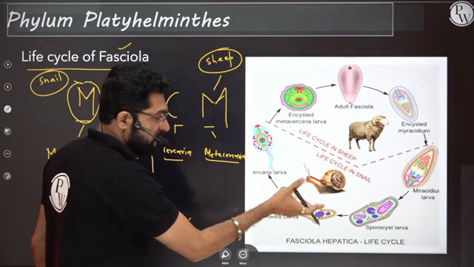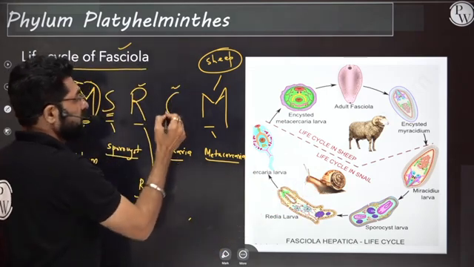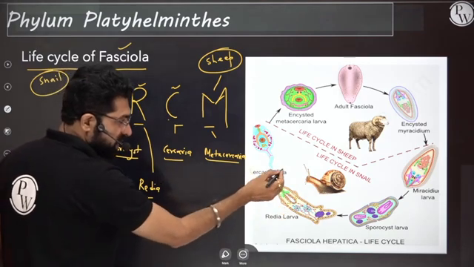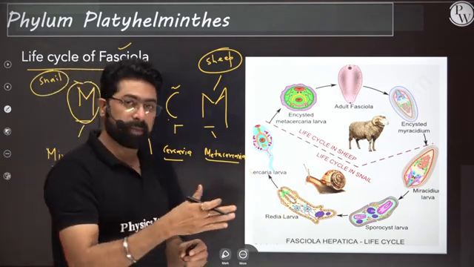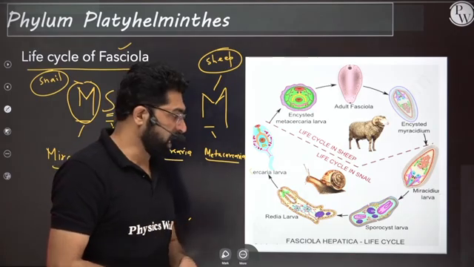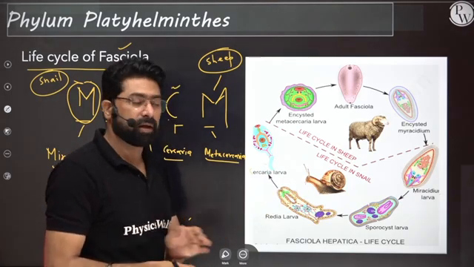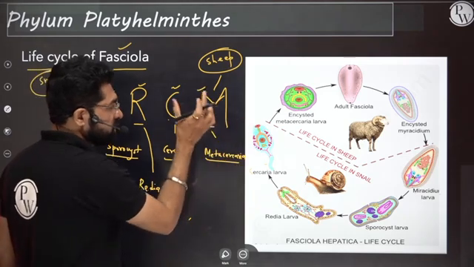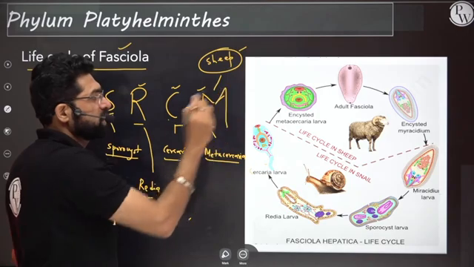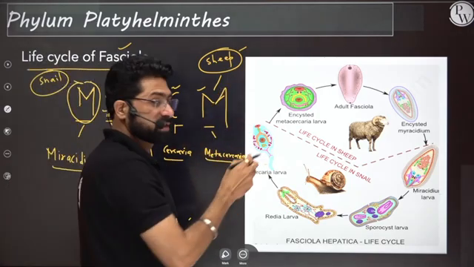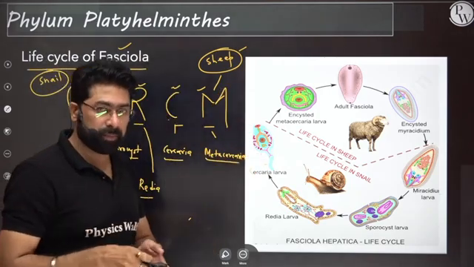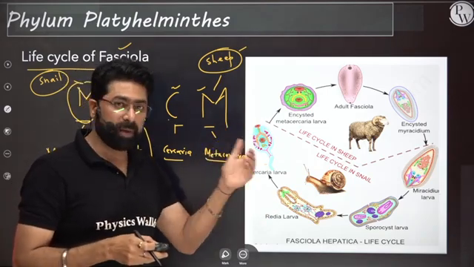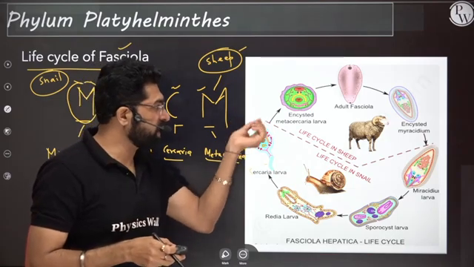Next, the rhedia larvae now converts into another larvae called Cercaria, again by pedogenesis. So rhedia larvae converts into a Cercaria larvae, which starts moving a little bit and comes out of the body of the snail, converts into the next type of larvae that is called Metacercaria, and this metacercaria is infective to sheep. So this metacercaria is there on the leaves in the pond, on the banks of the pond, and they get encysted in that.